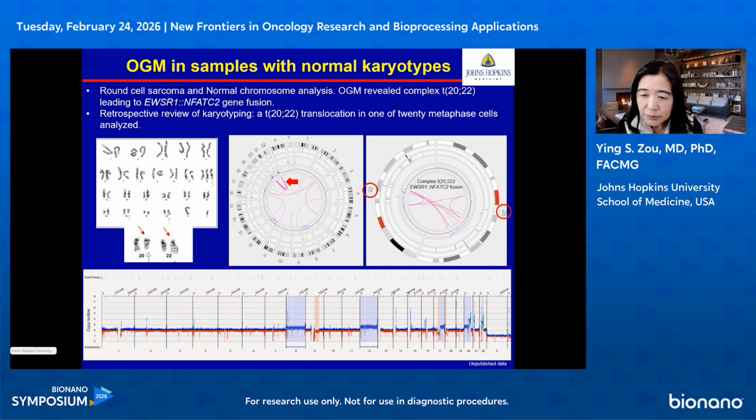On retrospective review of the karyotyping, a 20;22 translocation was identified in 1 out of the 20 metaphase cells analyzed. However, this was not reported because it was interpreted as non-clonal, and thought to be a possible artifact.